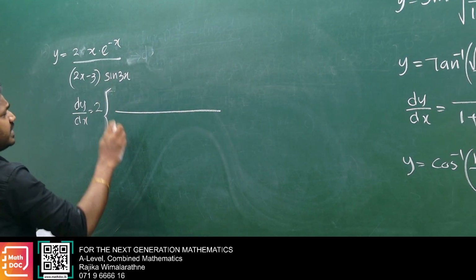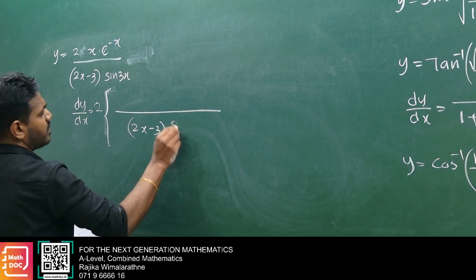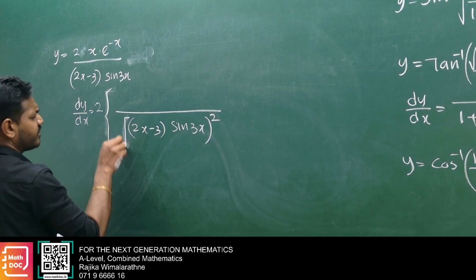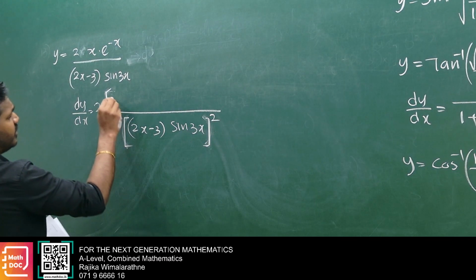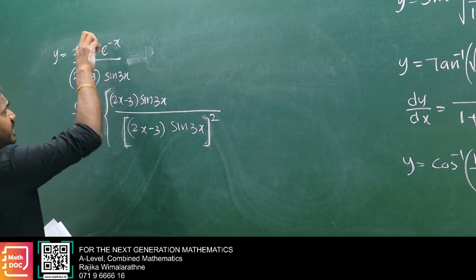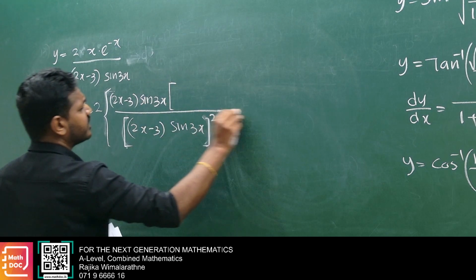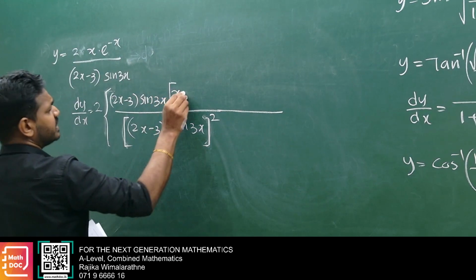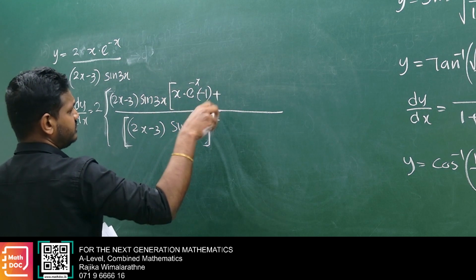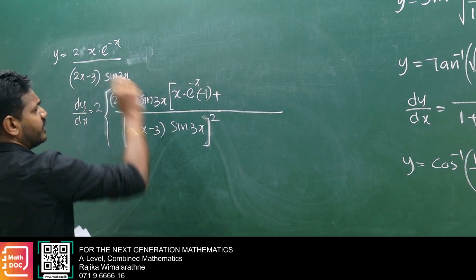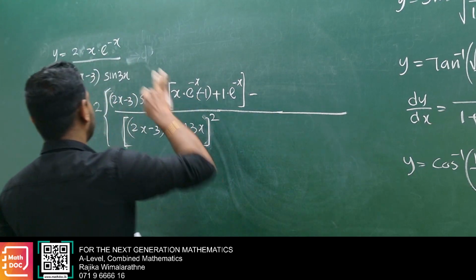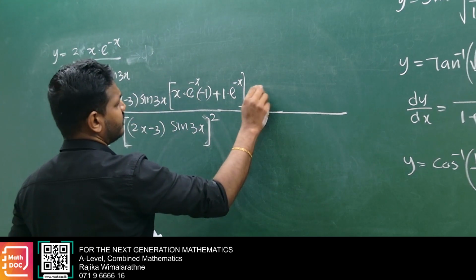Then here it is a division, no? Then the denominator is square. Denominator times derivative of numerator, open bracket. Here it is a product: x times derivative of e to the power minus x, which is e to the power minus x into minus 1, plus x derivative 1 times e to the power minus x, minus numerator times derivative of denominator.